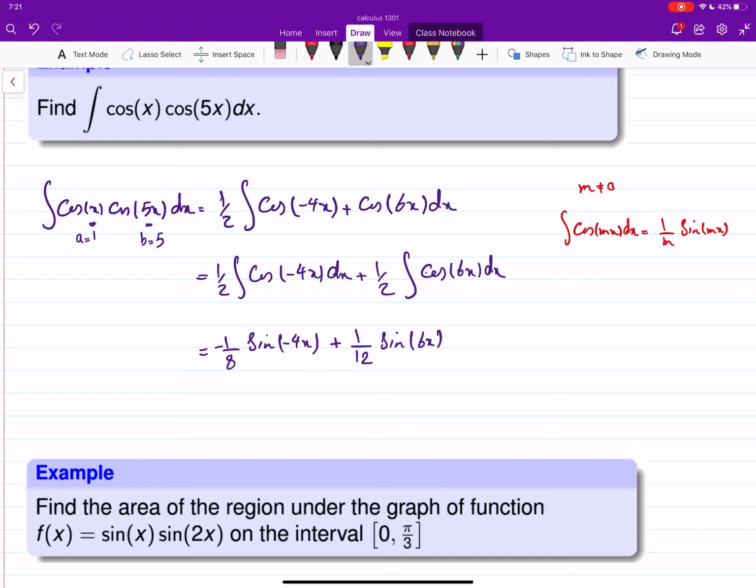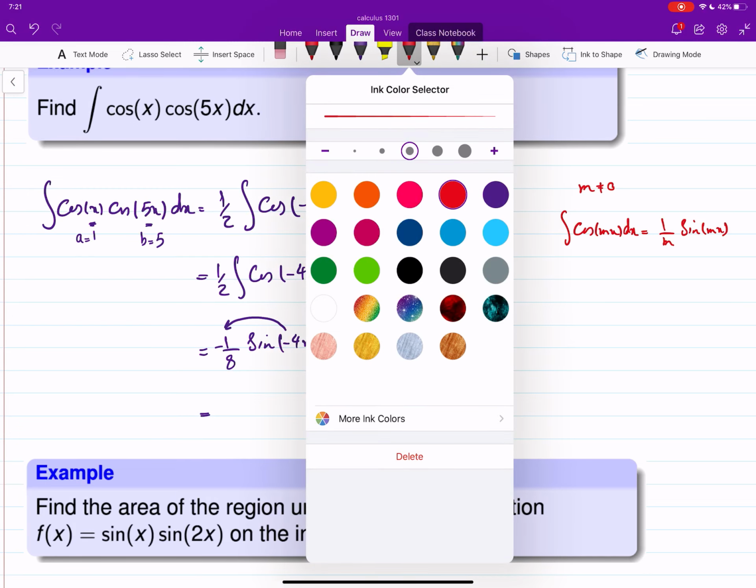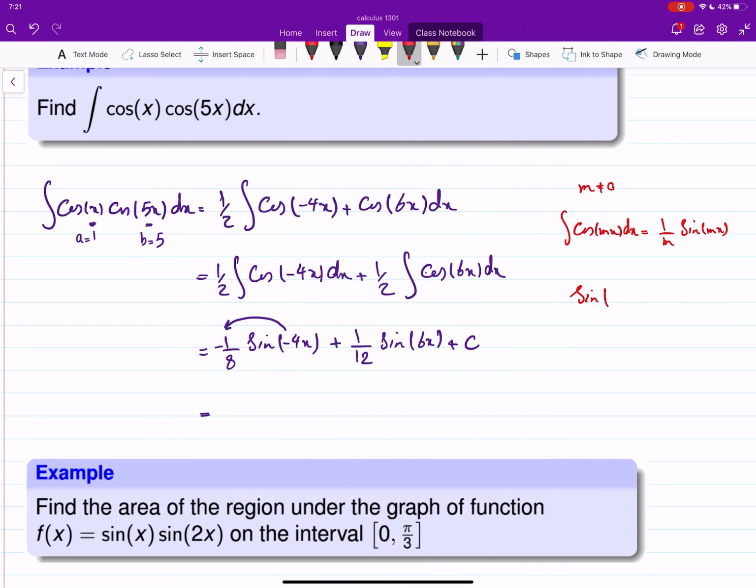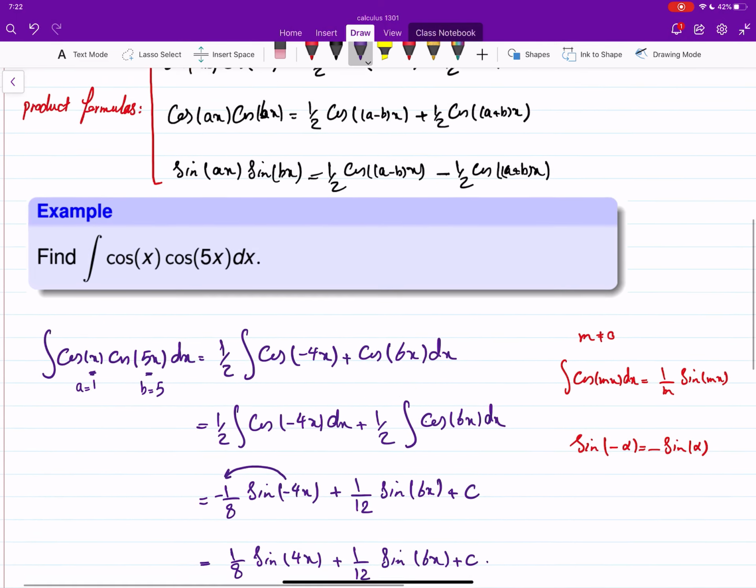of 6x plus c. Well, there's one small thing you can do also here. There is this negative sign. Sine is an odd function, meaning that sine of a negative angle is equal to minus sine of the angle. So that means that we have here 1 over 8 sine of 4x plus 1 over 12 sine of 6x plus c. Very nice. The key point is use the product formulas.